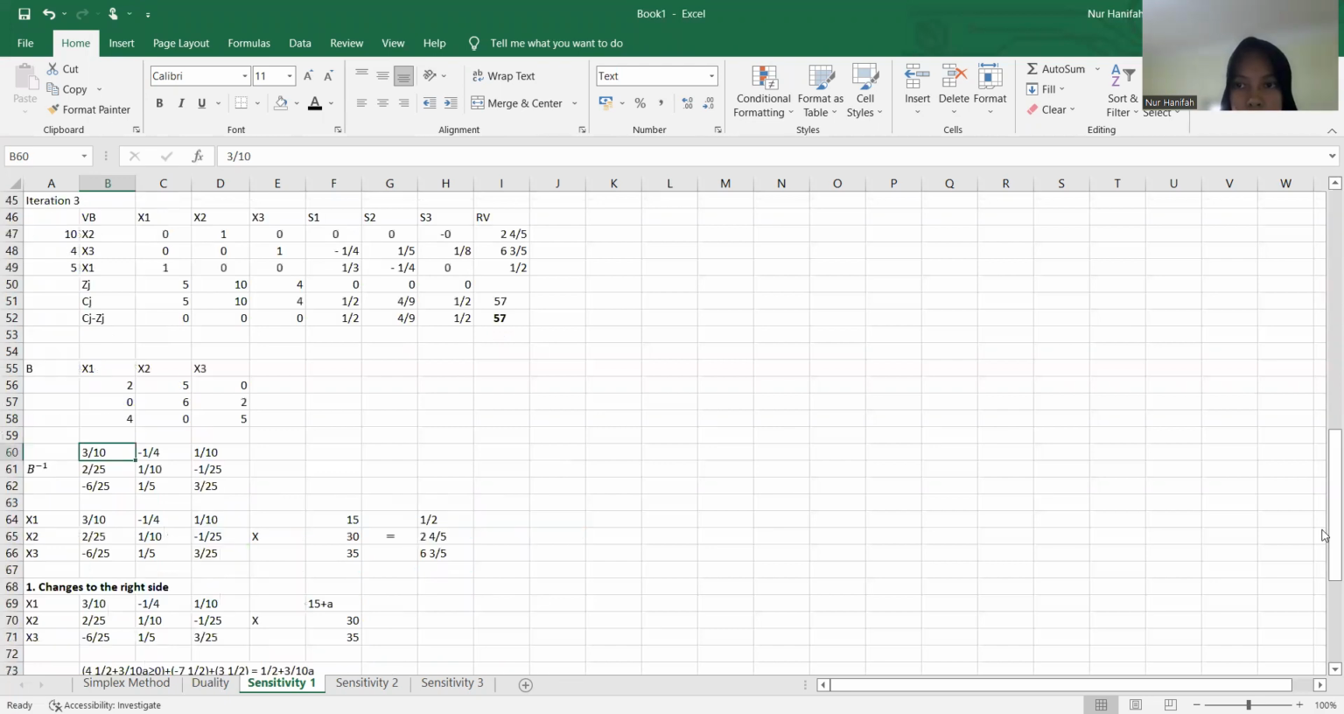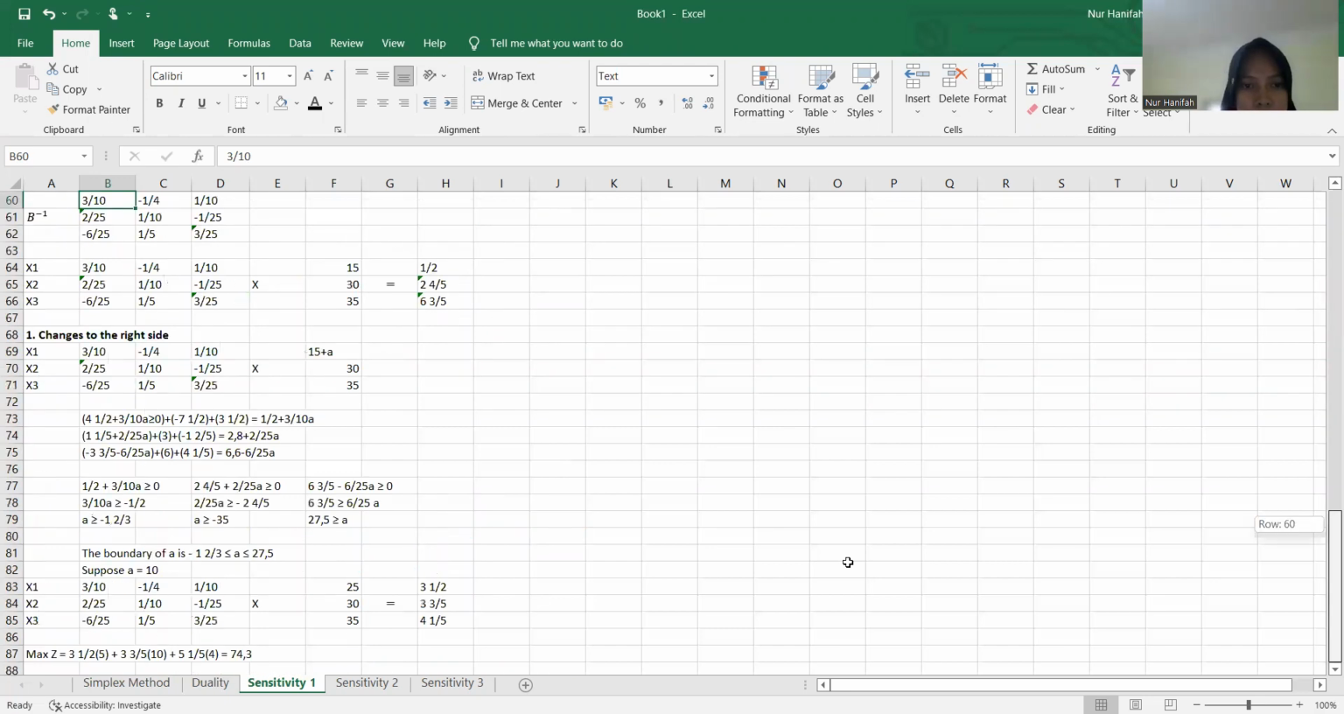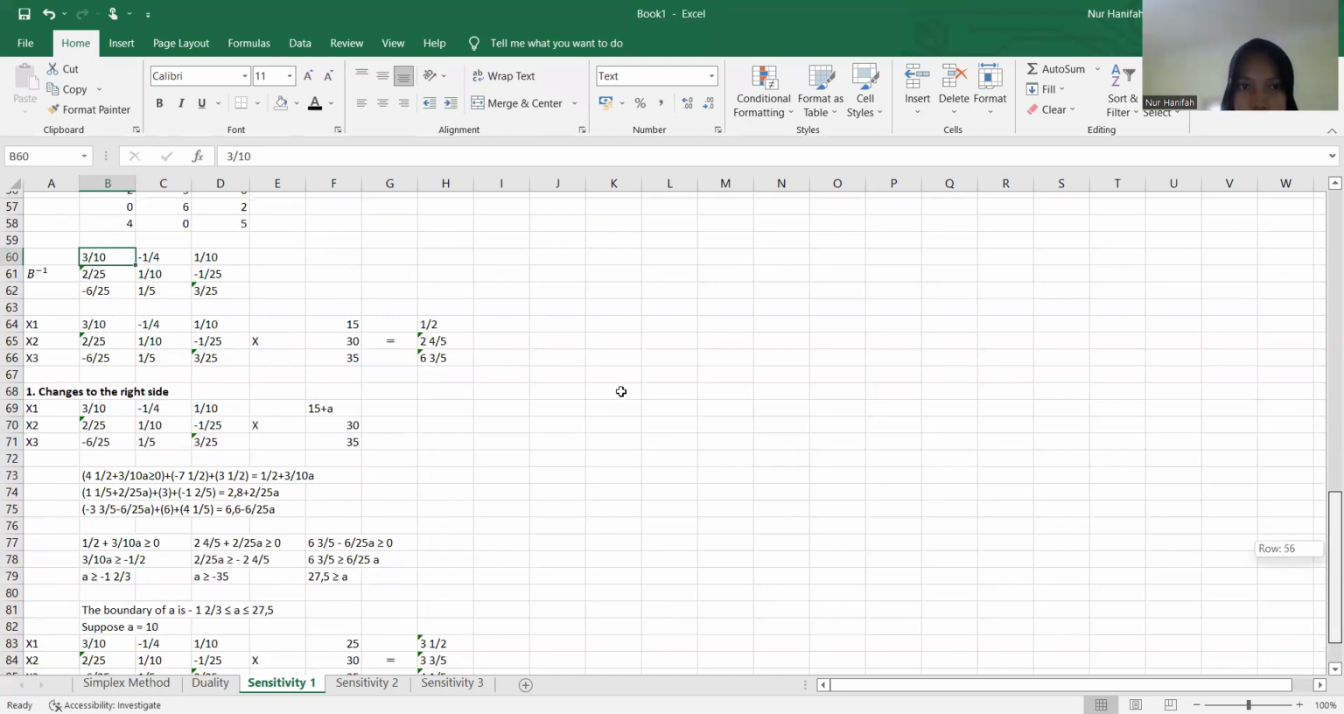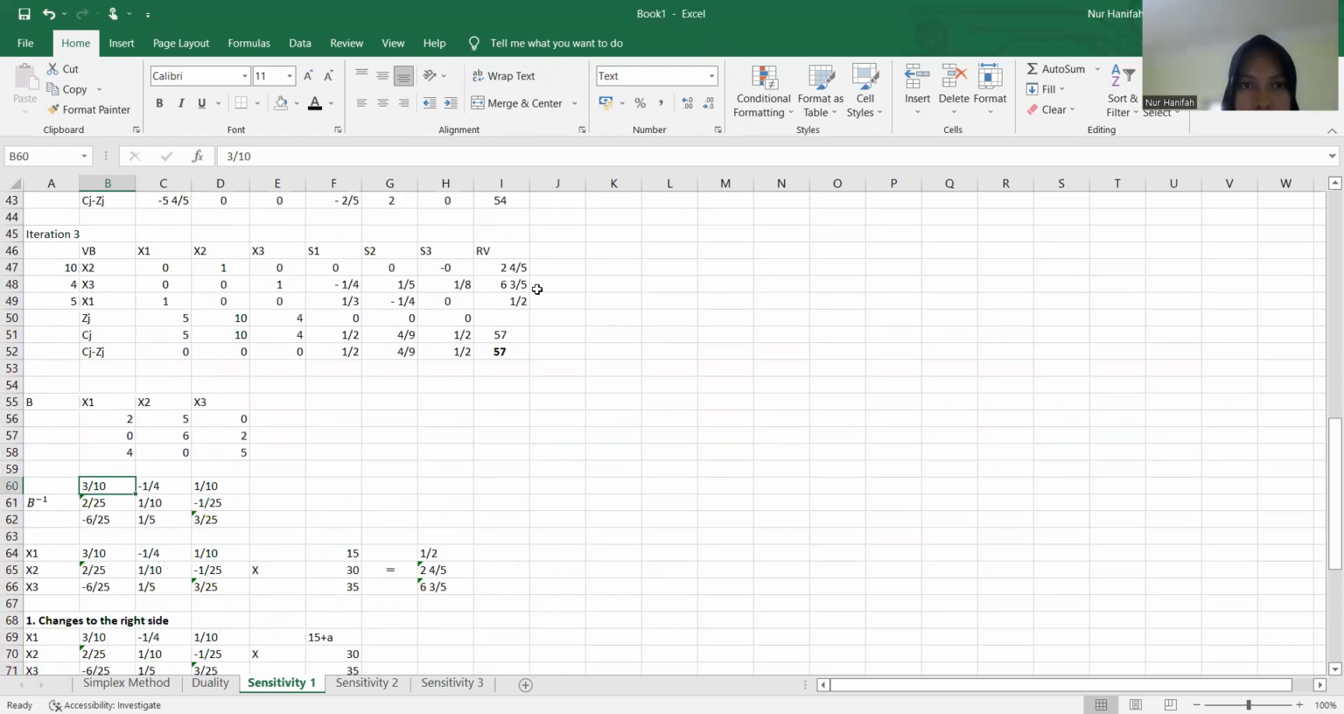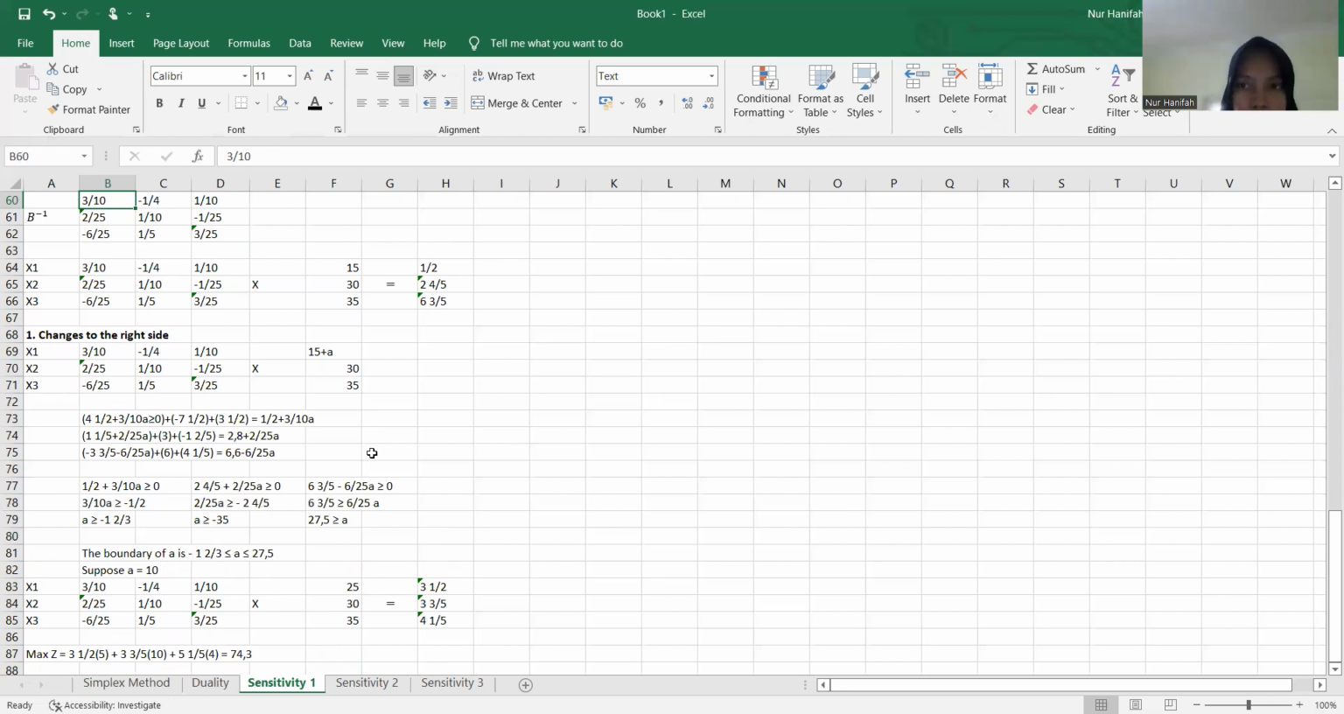We multiply that by the inverse, and we get 1/2, 2 times 2, 4/5, 6 3/5. This value is equal to x1 1/2, x2 4/5, and x3 6 3/5. And in this case, we change the right side.